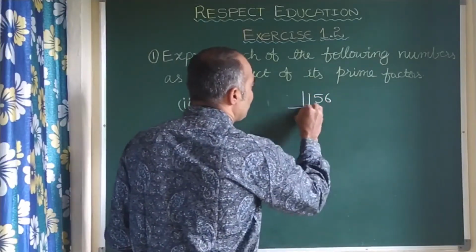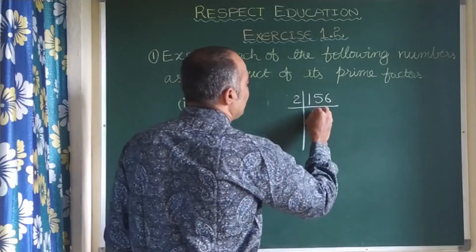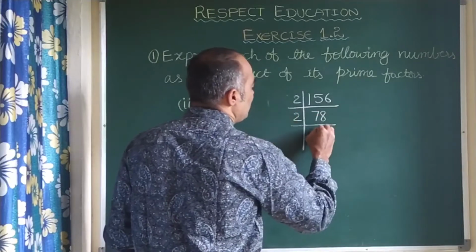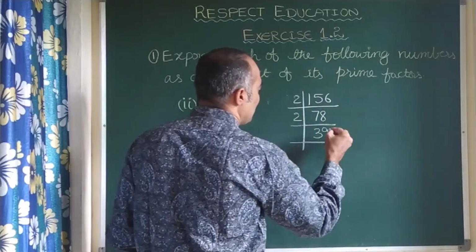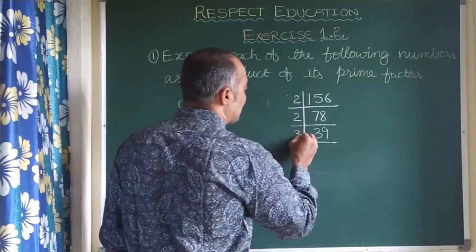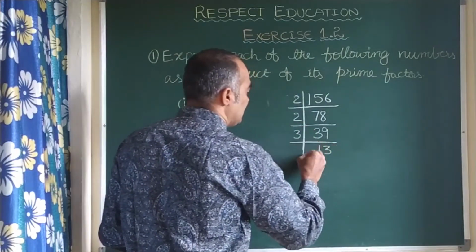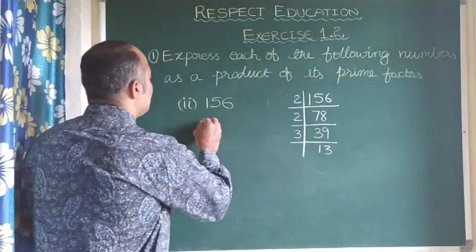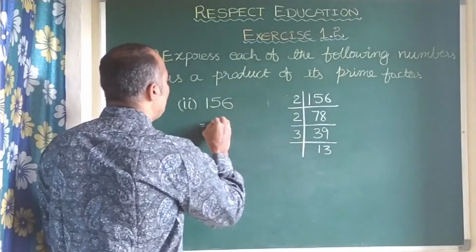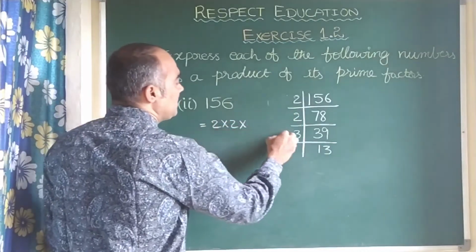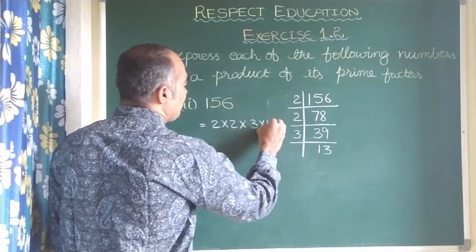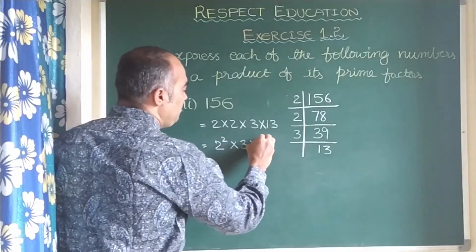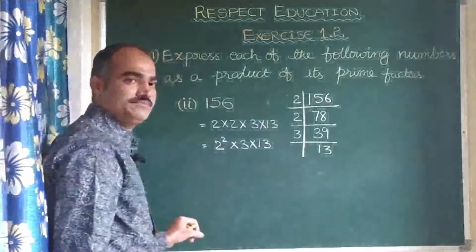Now let's see the second bit, that is 156. 156, as usual, we can try with 2. 2 7s are 14, 2 8s are 16, again with 2. 2 3s are 6, 2 9s are 18. Now it is not divisible by 2. So let us try with 3. 3 1s are 3, 3 3s are 9. Since 13 is a prime number, we can stop doing further factorization. So 156 can be written as 2 into 2 into 3 into 13, right? 2 into 2 can be written as 2 square into 3 into 13 is the answer.